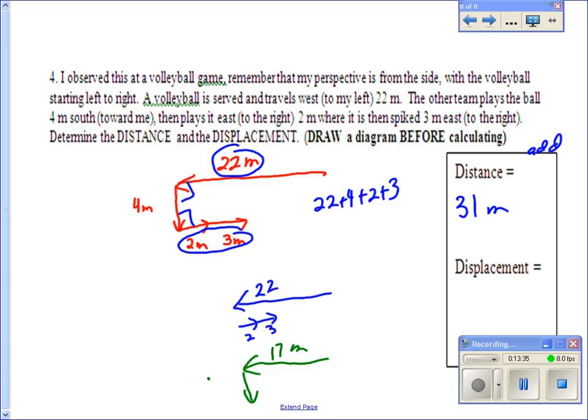Jeremiah Muniz, report to the counting office. Jeremiah Muniz.